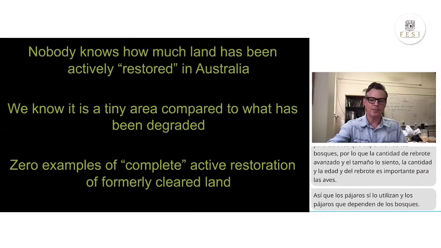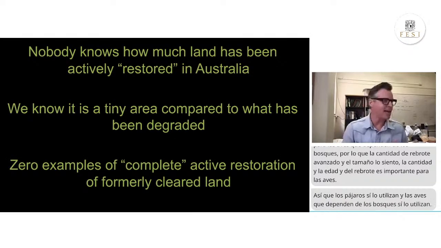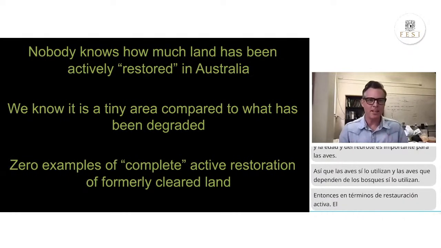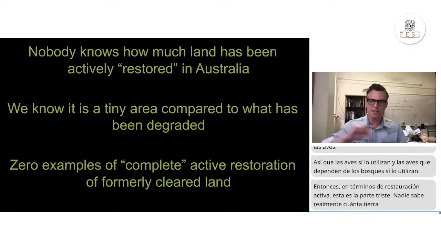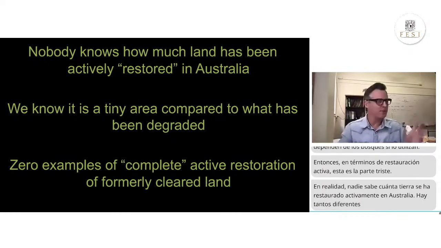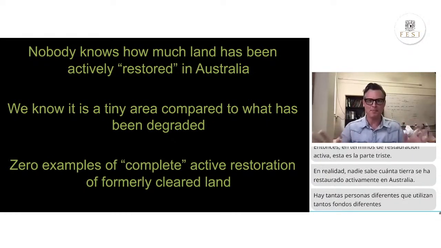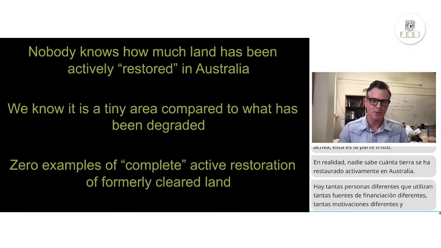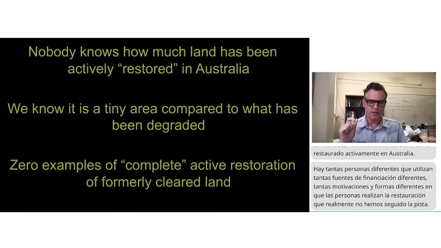So in terms of active restoration, this is the sad part. Nobody actually knows how much land has been actively restored in Australia. There's so many different people using so many different funding sources, so many different motivations and ways that people are doing restoration that we haven't really kept track of it. But we know the area is very, very small compared to what has been degraded.